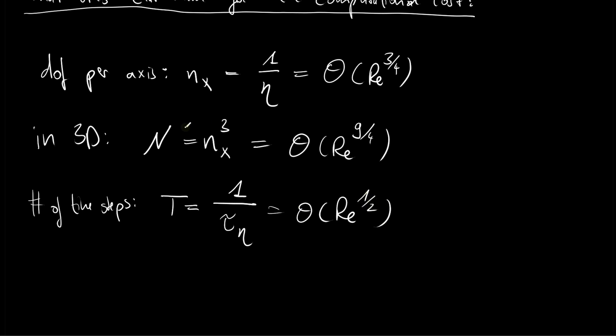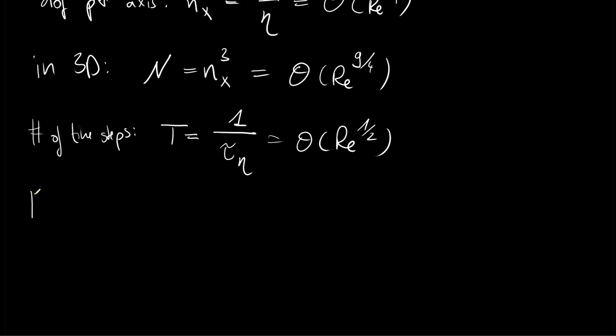So now we know how many degrees of freedom we have. That's of the order of Reynolds number 9/4. And we know how many time steps we have to do. By the way, these degrees of freedom are also the memory that you need, because you need to store the value of each velocity component at the degrees of freedom plus some overhead, but it will be in that order. But now in order to get the computational cost, we need to know how high is the cost per time step. So next question, how high is the computational cost per time step?